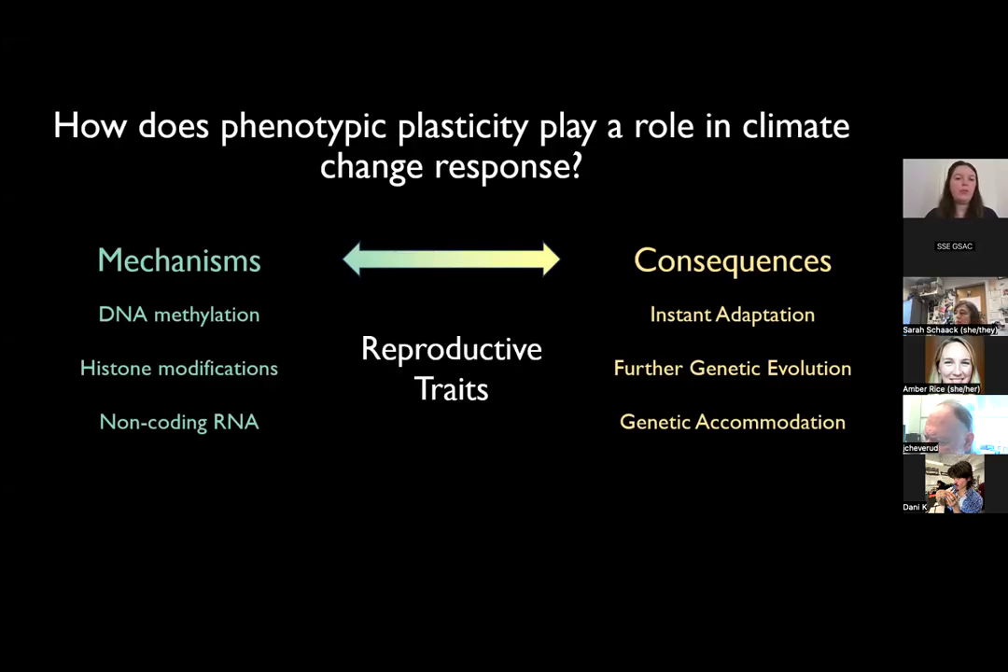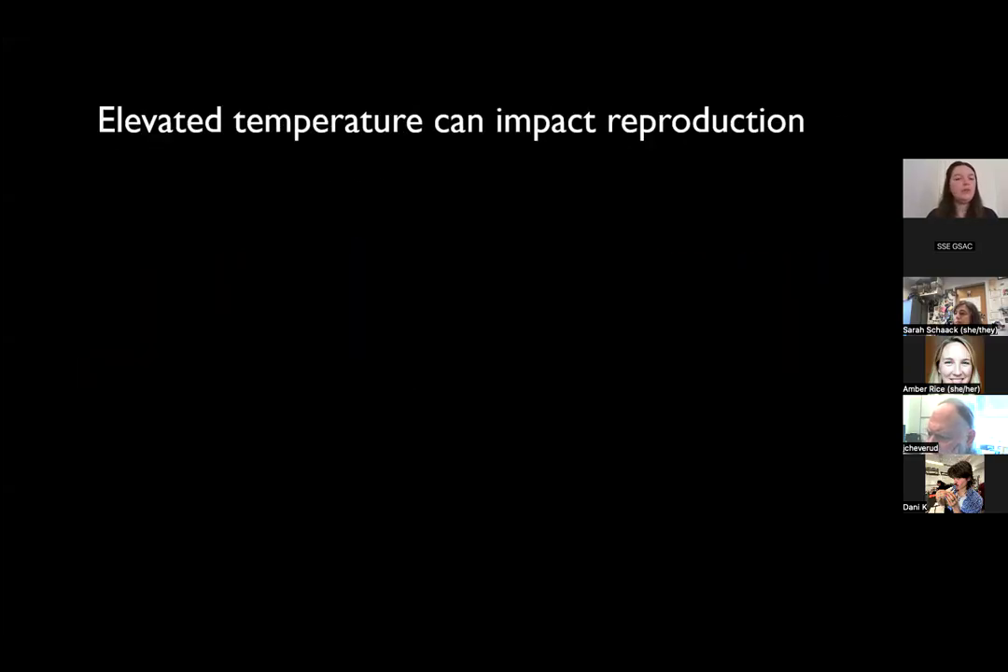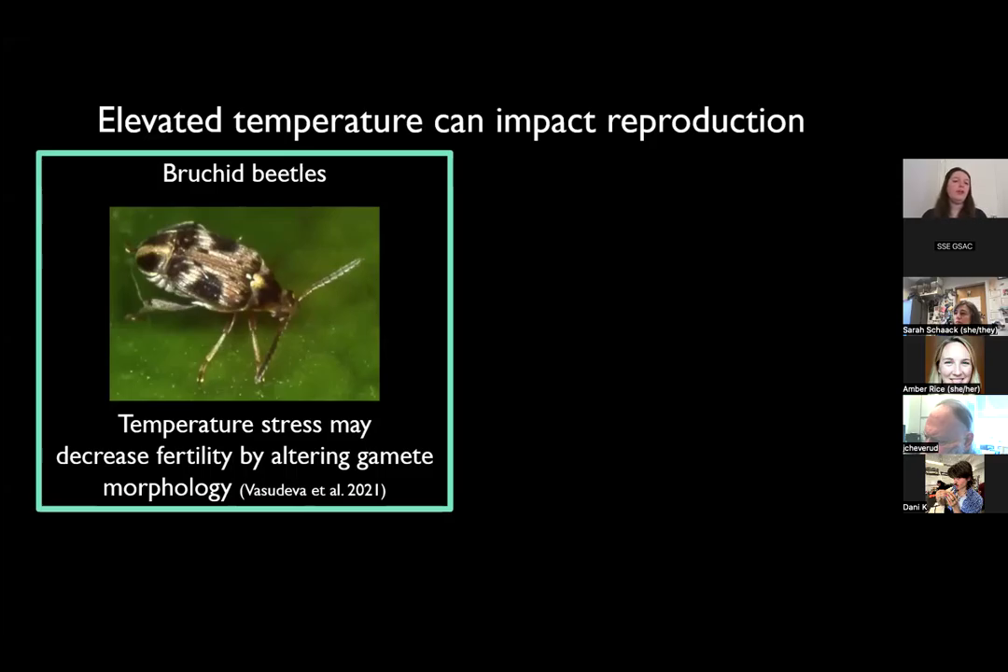And so we chose to look at that all under the umbrella of reproductive traits. This is because previous research has really shown that elevated temperature can impact reproduction. So particularly, take this example of these beetles here. Temperature stress early on in their life stage decreases fertility by altering gamete morphology. So heat was really impactful there.